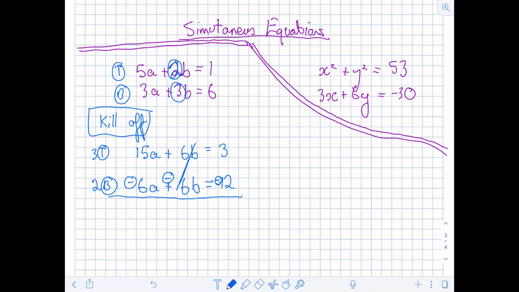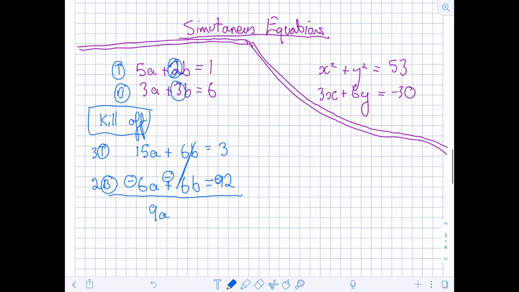So I have 15a, take away 6a, that's going to give me 9a. The b's have killed each other off, and I now have 3 take away 12, which is equal to minus 9.